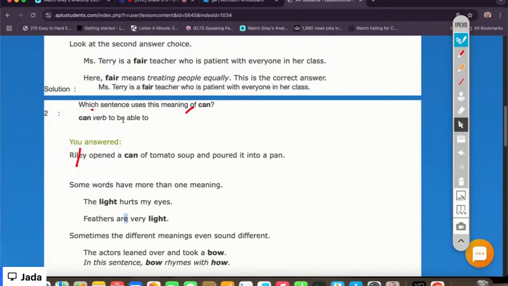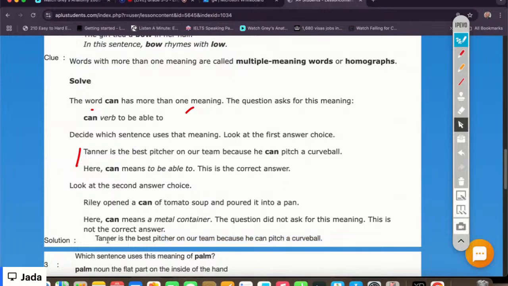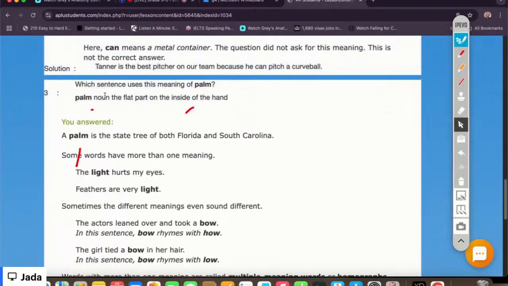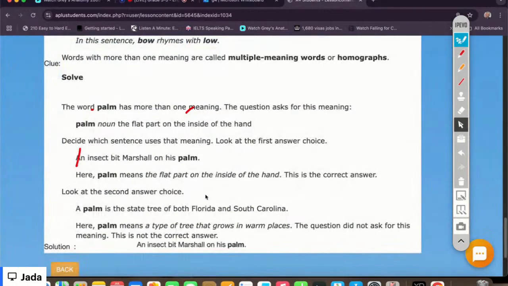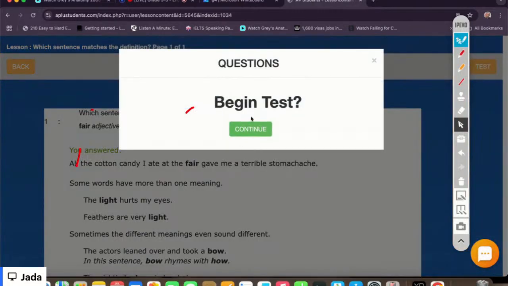So can, verb, to be able to. So we have Tana is the best pitcher on our team because he can pitch a curveball. Then palm. Which sentence uses the meaning of palm? Palm, noun, the flat part of the inside of the hand. So we have an insect bites Masha on his palm. Okay. So share your answers with me, okay?